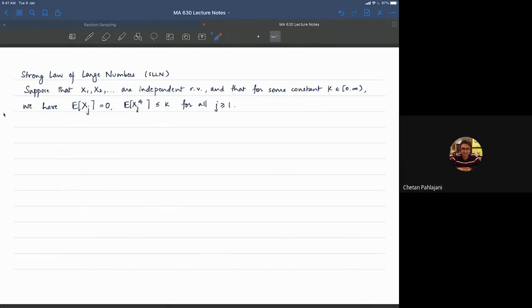So what are we saying? We're saying suppose that X1, X2, ... are independent random variables, and suppose that for each j, E of Xj is 0. So each Xj is zero mean. And further, the fourth moment of each Xj exists, so E of Xj to the 4 is finite. Moreover, if you look at E of Xj to the 4 for all j, that can be bounded above by one single constant K. So you can find one single constant K such that for all j, expectation of Xj to the 4 is no more than K.